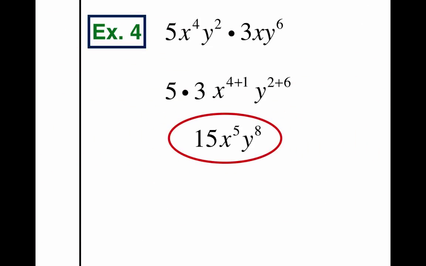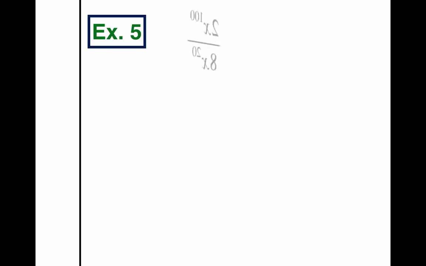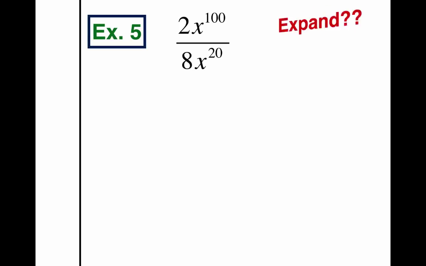I could still go expand this and get the same answer. Maybe that's my level 4 work, expanding and using a shortcut. But they should both end up with the same solution. How about this? 2x to the 100th over 8x to the 20th. Do you want to expand this one? x times x times x times x times x times x, 100 times? That sounds like a lot again. Expanding does not sound like a great plan.